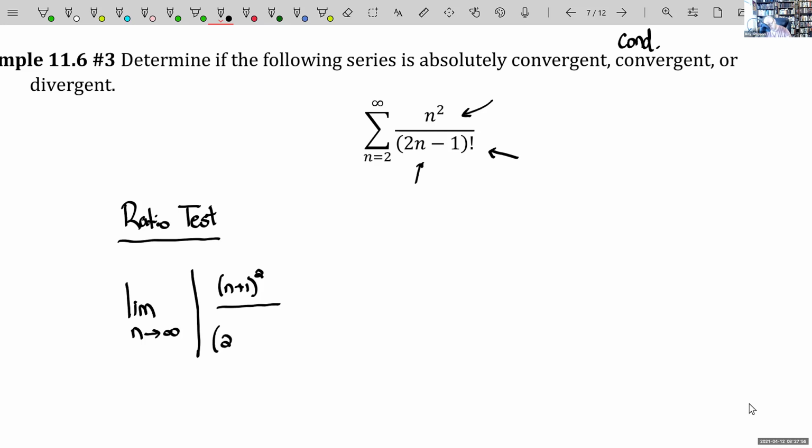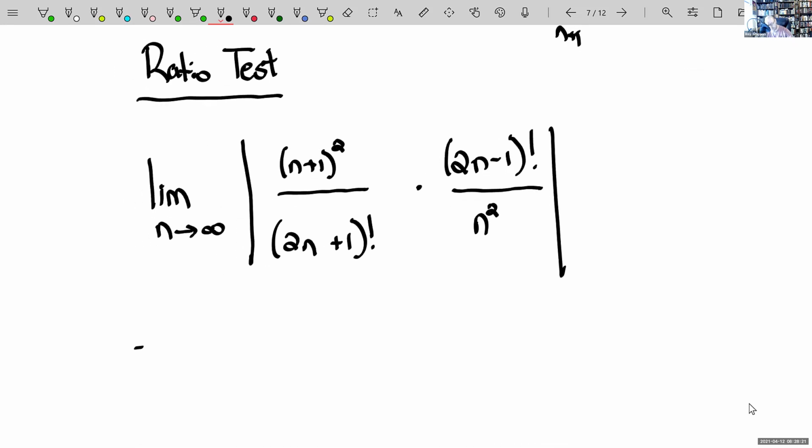If you let this n be n plus 1, you'll have 2 times n, which is 2n, plus 2 minus 1, times, and then the reciprocal of the original sequence, which is (2n minus 1) factorial over n squared. So really a very, very pretty example. Let's go ahead and see what this tends to.